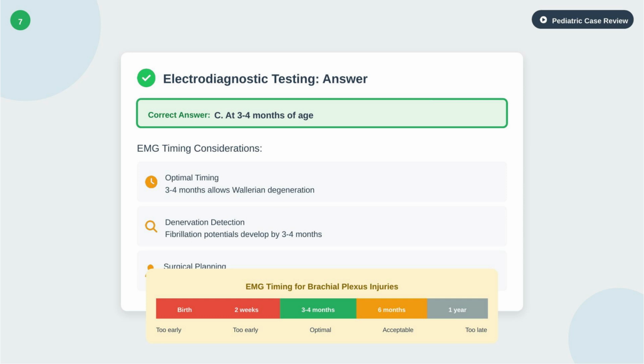This timing is optimal because it allows sufficient time for Wallerian degeneration to occur and denervation potentials to develop, providing more accurate prognostic information. EMG studies performed too early may miss significant denervation, while waiting too long delays potential surgical intervention. These studies help identify candidates for nerve repair or transfer procedures, especially in cases showing inadequate spontaneous recovery by 3 to 6 months of age.